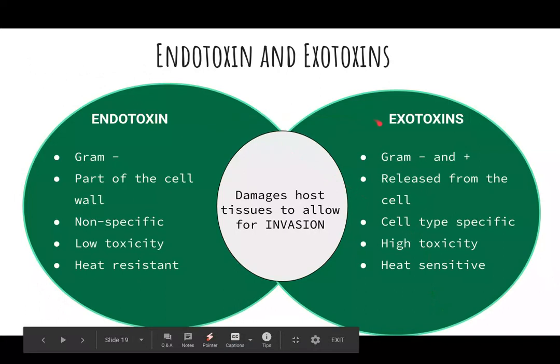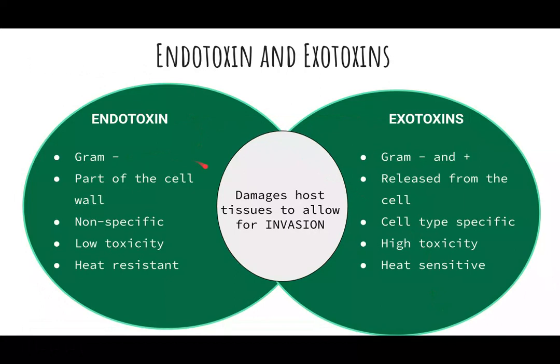So comparing endotoxins to exotoxins, endotoxins are found only in gram-negative cells. It's part of the cell wall. It's not specific to cell type. It has a relatively low toxicity, and it is heat resistant, meaning it doesn't break down in the presence of heat very well. Exotoxins, however, are found in both gram-negative and gram-positive.